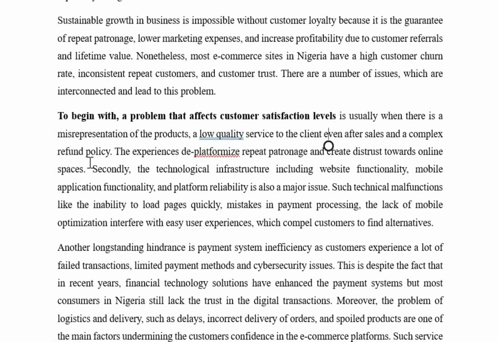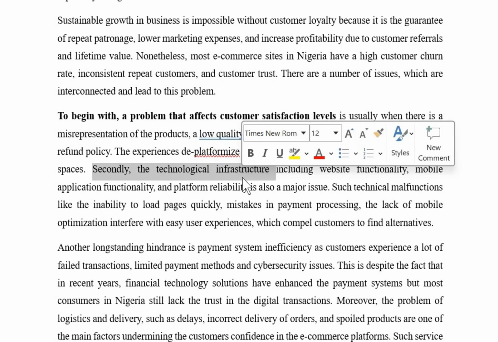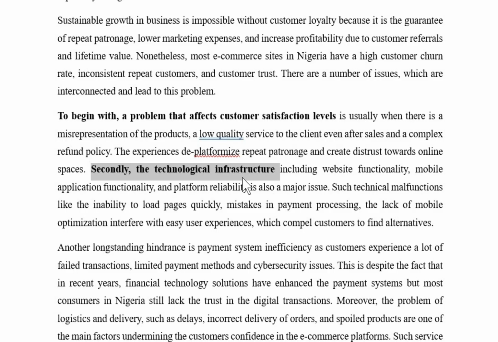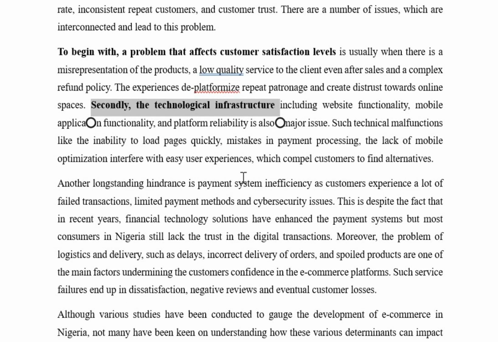Secondly, technological infrastructure. You can see that it's still explaining the same variable that you discussed in the background of the study. So don't make that mistake. Don't go outside the box. Stay within the box. Stay within your scope. So let's look at another one.